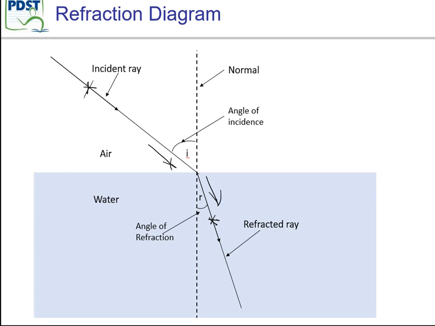And also we have angles. We have the angle of incidence, which is here, and then we have the angle of refraction, which is here. So if you are dealing with diagrams like this, you need to know how to identify the angle of incidence, how to identify the angle of refraction, what is my incident ray, what is my refracted ray, what is my normal, and what are my two mediums.